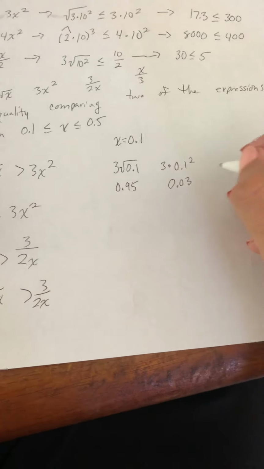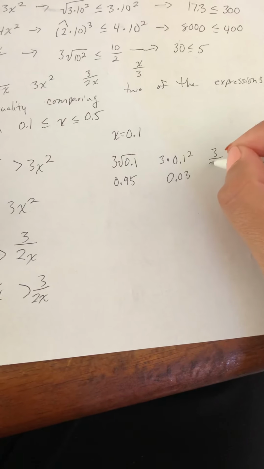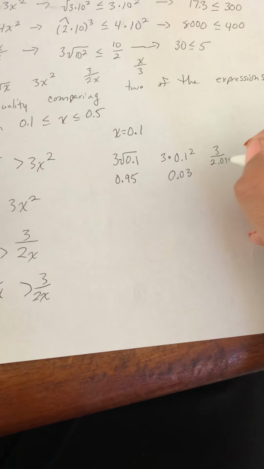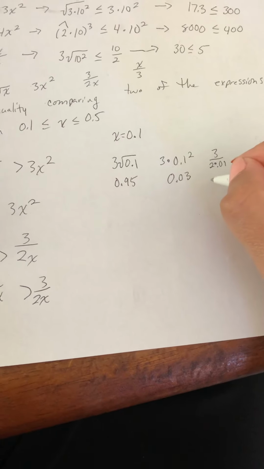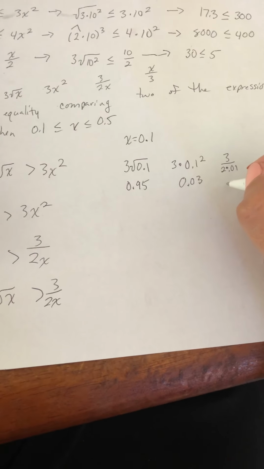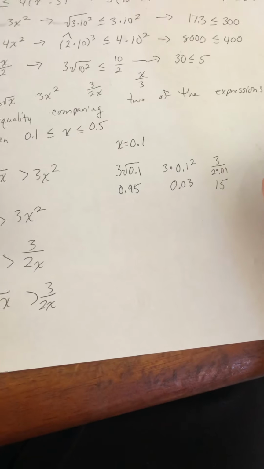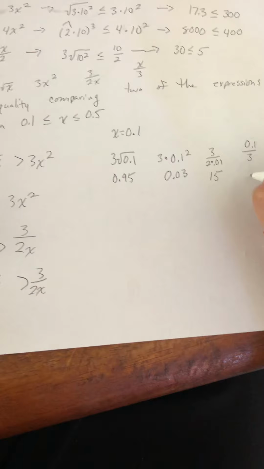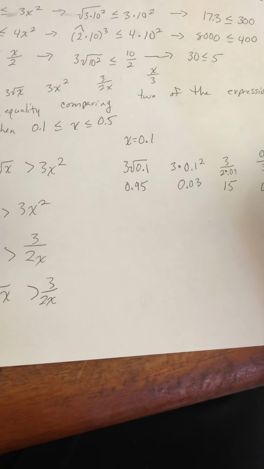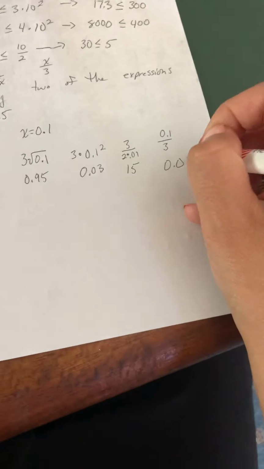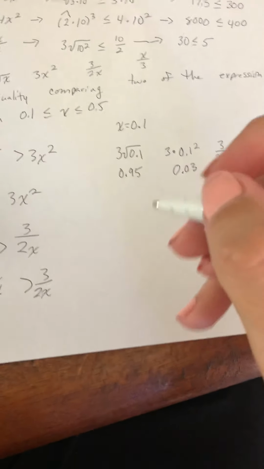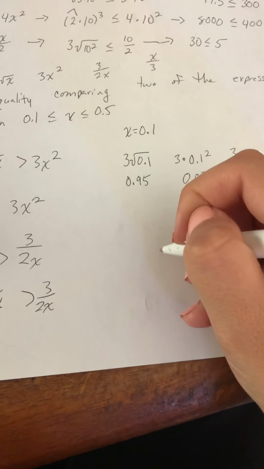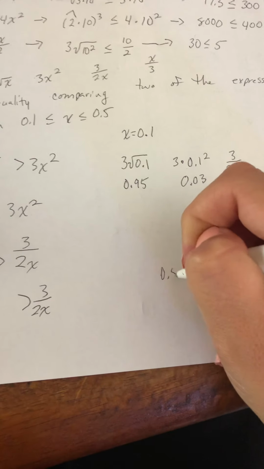3 over 2 times 0.1. That'll give you 15. And finally, you have 0.1 over 3. And you get 0.0... I can't read my... Oh, 3 repeating. Okay. Do the same thing for 0.5.